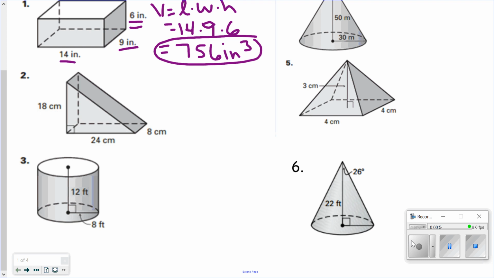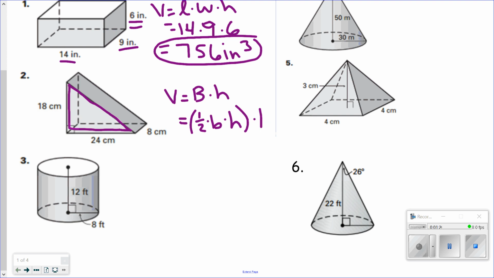Number two, we have a prism here, and we know that the volume of any prism is volume is equal to the area of the base times the height. Well, the base here is a triangle, because remember the sides of a prism are always the rectangles, and so the other shape that it could be for the base is a triangle. And we know that the area of a triangle is 1/2 times the base of the triangle times the height of the triangle. And then don't forget you have to multiply that by the height, that h there.